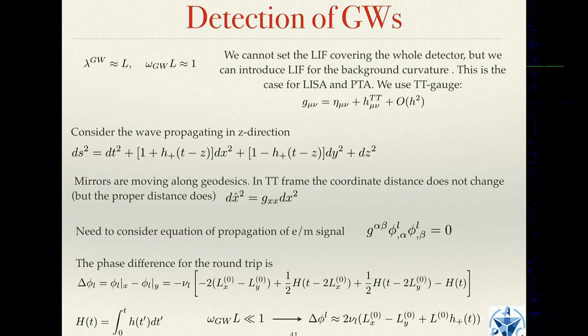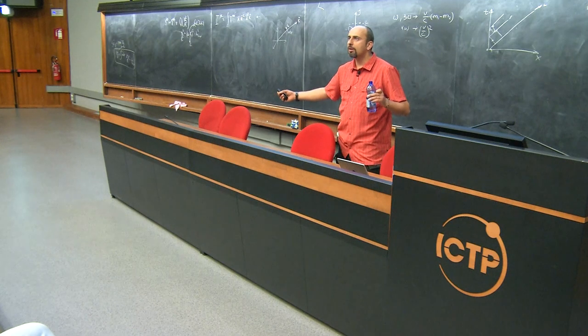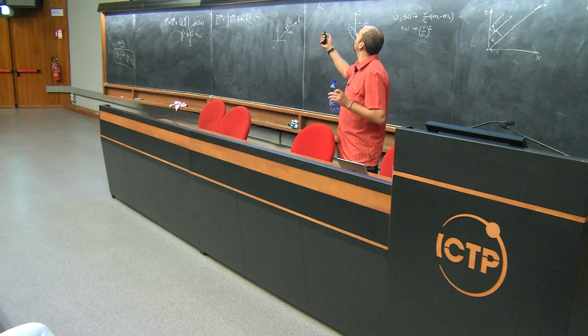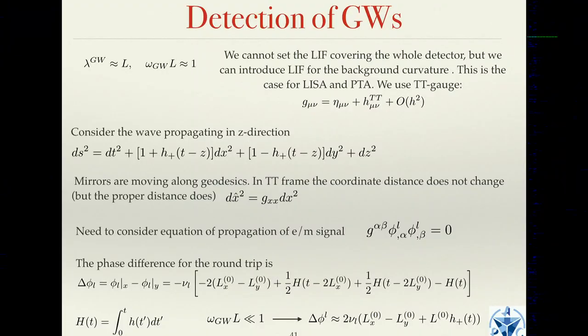In the case of LISA and PTA, you cannot make such an assumption. The gravitational wavelength becomes comparable to the size of your device, the size of LISA or the distance between Earth and the pulsar. And there you cannot cover your whole system by a local inertial frame. And you need to bring back h mu nu. And this is a case where we're quite often, actually always, using transverse traceless gauge coordinates. And we need to solve everything rigorously.